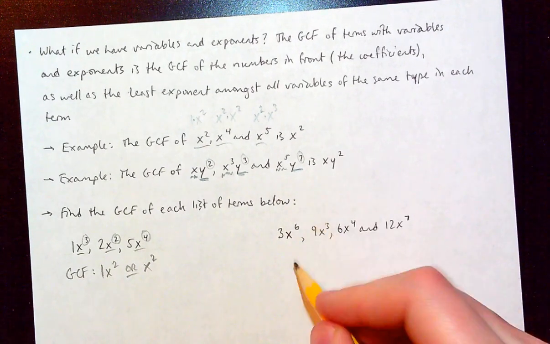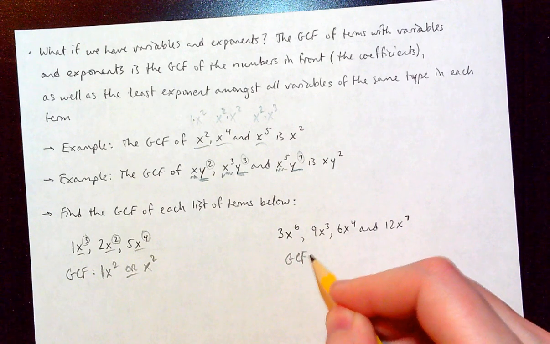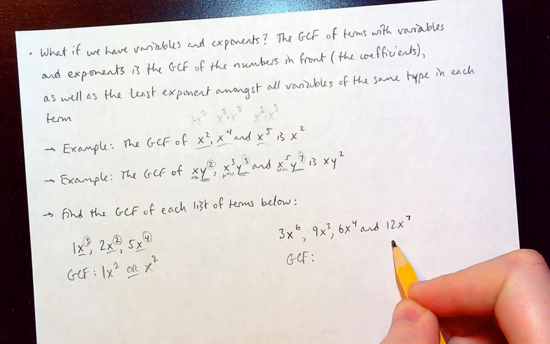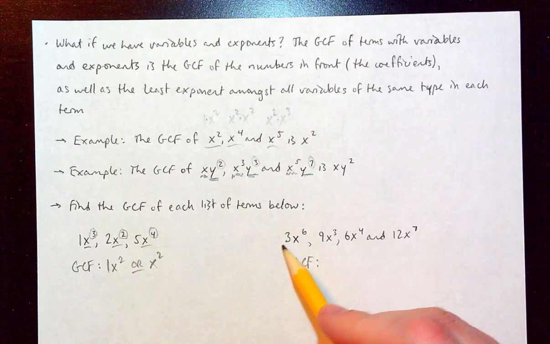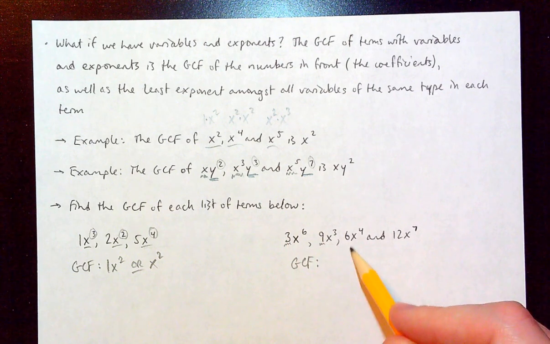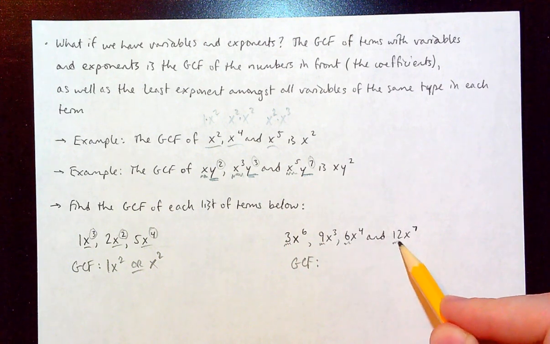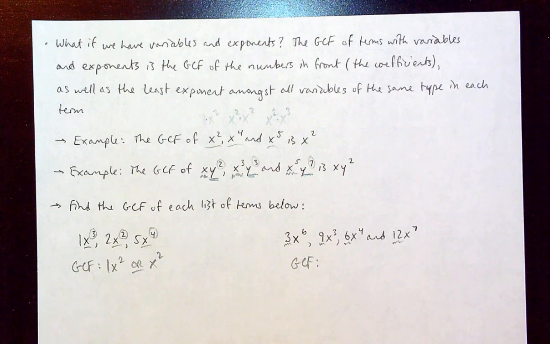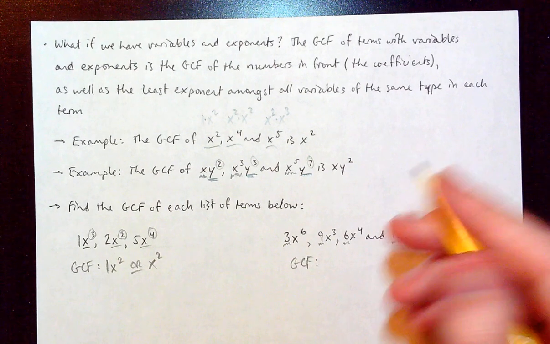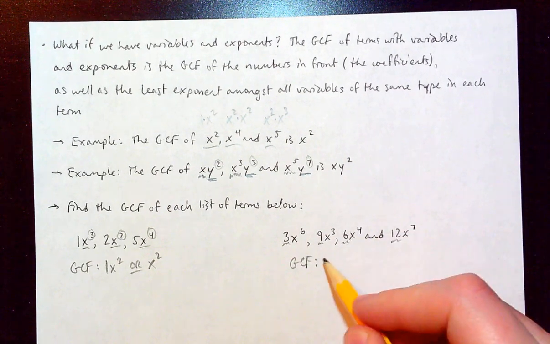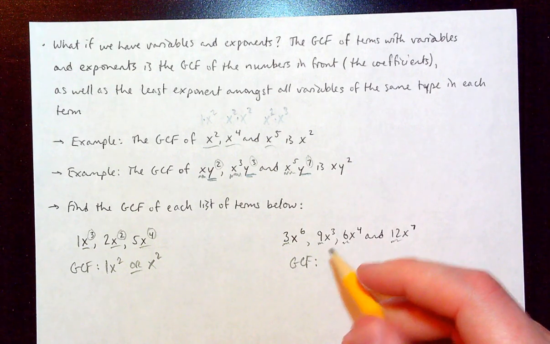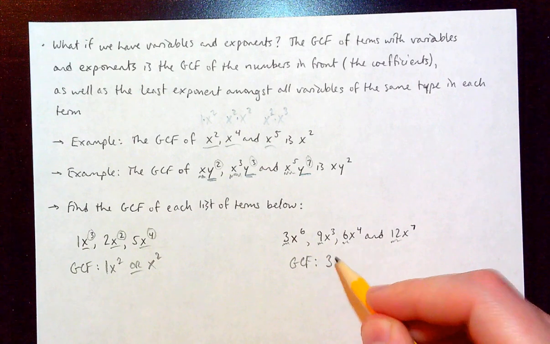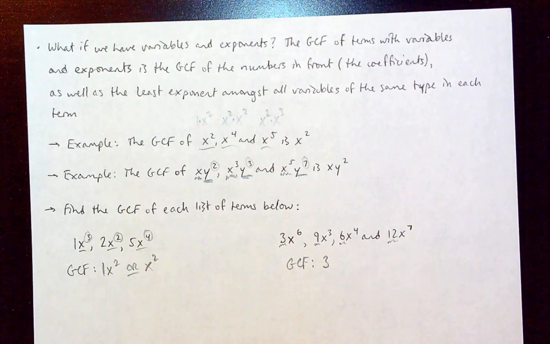Next one here, the GCF of these 4 terms right here. So again, I need to find the GCF of the numbers in front, 3, 9, 6, and 12. Well, you can factor each of these things, and you can find that the greatest common factor amongst those 4 numbers is 3.